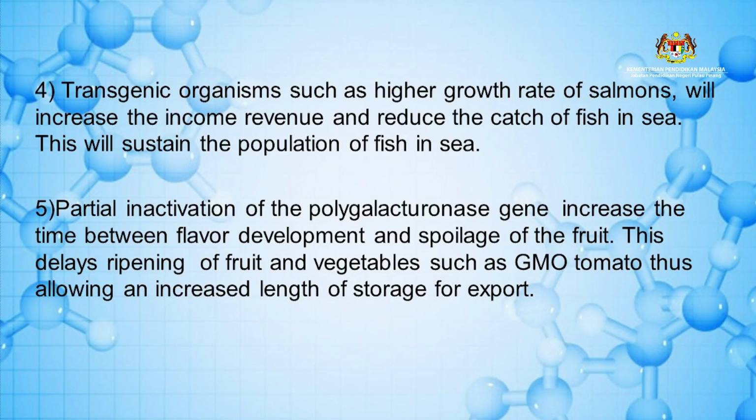And the last, partial inactivation of the polygalacturonase gene increases the time between flavor development and spoilage of the fruit. This delays ripening of fruits and vegetables such as GMO tomato, thus allowing an increased length of storage for export.